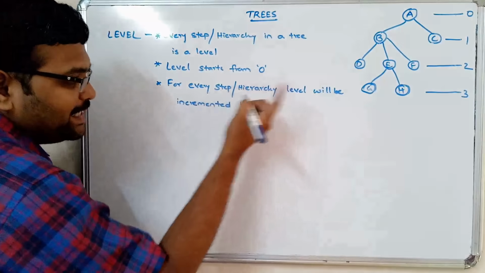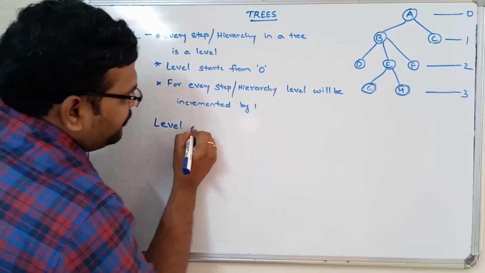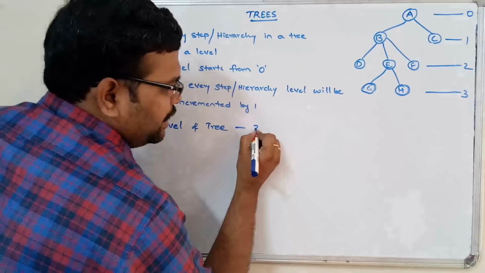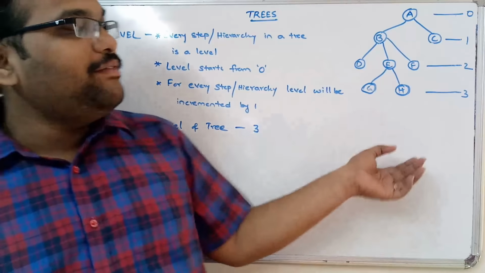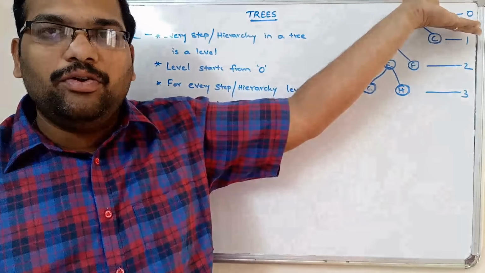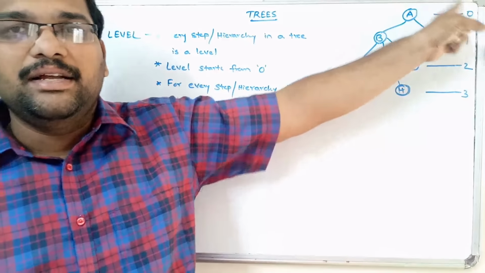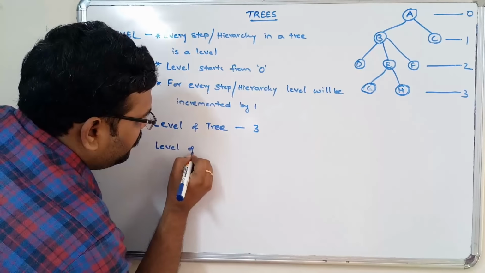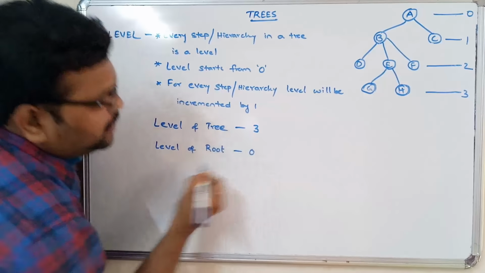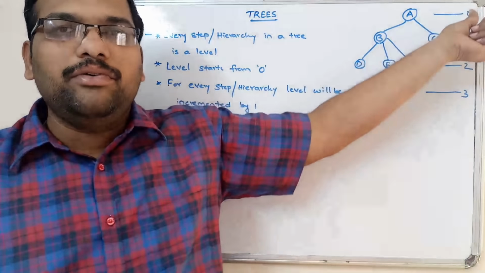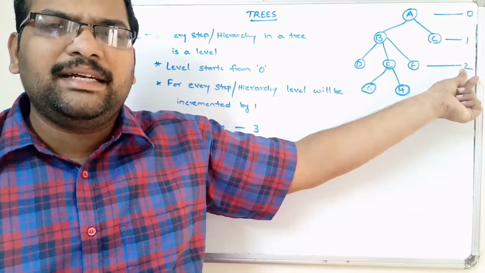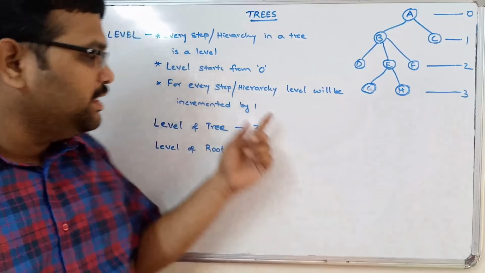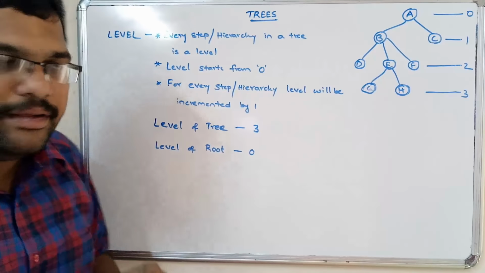So here in this example, the level of the tree is 3, because it is having 3 hierarchies from the root node 0. The level of the root node is always 0. From that 0, we have to increment the levels for each and every hierarchy: 0, 1, 2 and 3. So in this example, the level of the tree is 3.